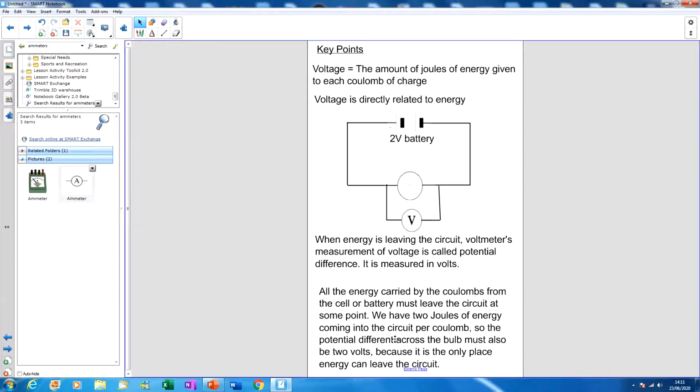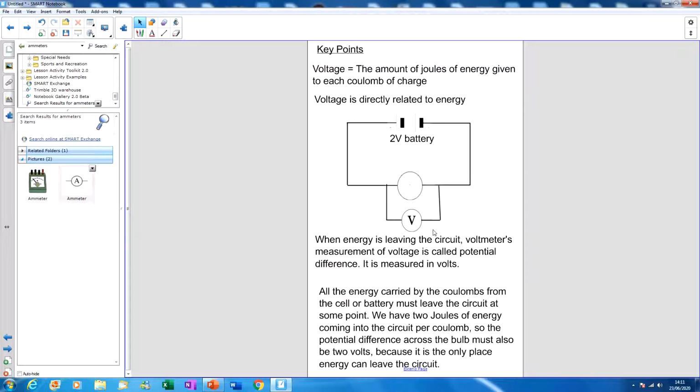So the potential difference, I'm just correcting typos as I go, across the bulb must also be 2 volts, because this is the only place that energy can leave the circuit. So if the battery is putting 2 volts into the circuit, 2 joules per coulomb, then 2 joules per coulomb must be leaving the circuit. So the potential difference across this bulb must be 2 volts.